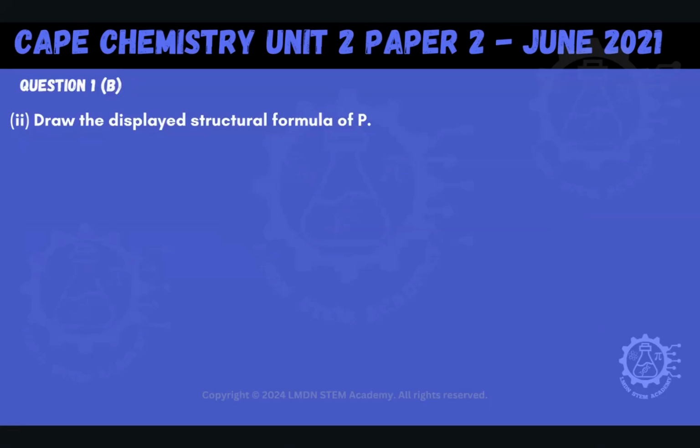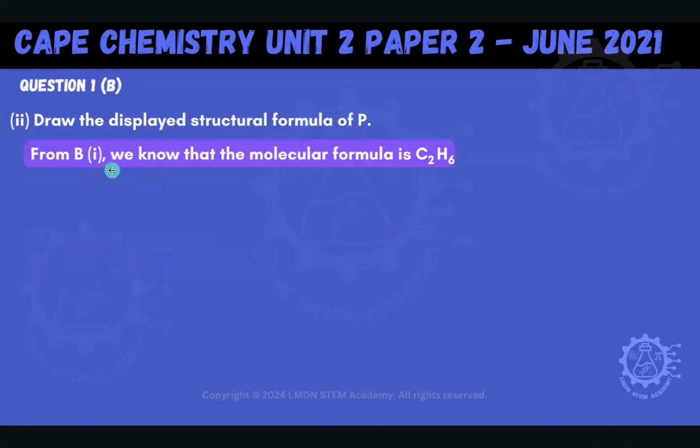So now we're working on 1B, and this is 1B part 2, because we already did 1B part 1 in another video where we were doing empirical and molecular formulae. In that video, we got what the molecular formula of P was supposed to be. From part 1, we know that the molecular formula is C2H6. So that's the molecular formula of P.